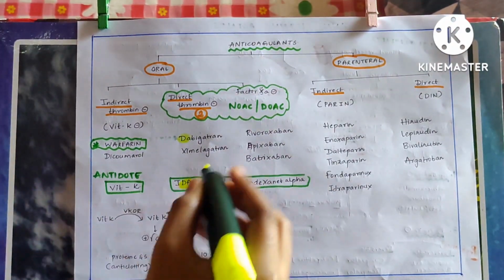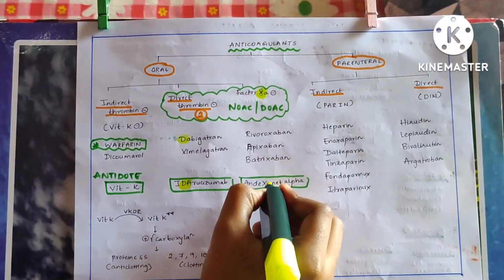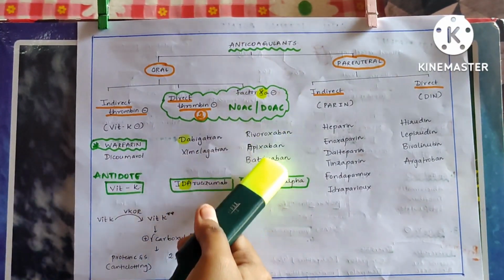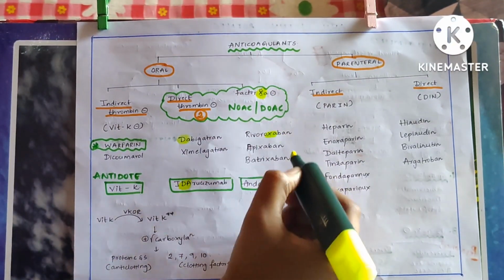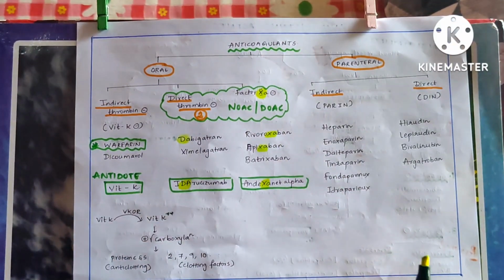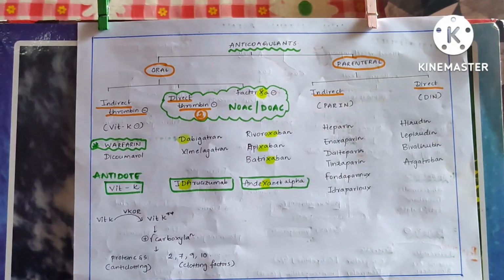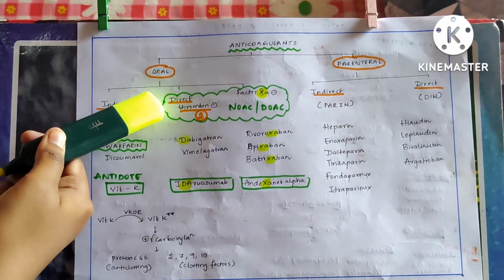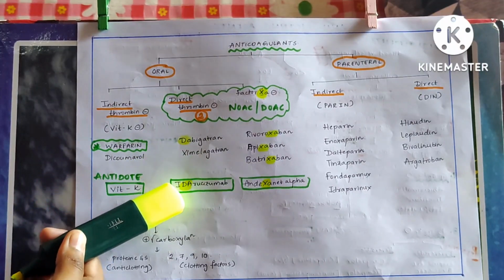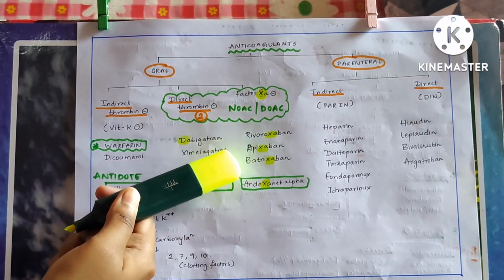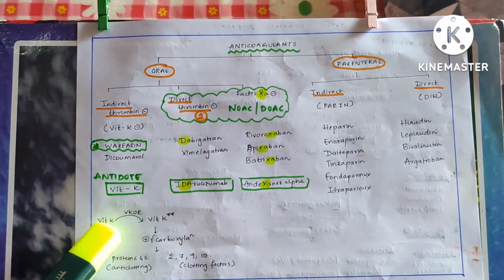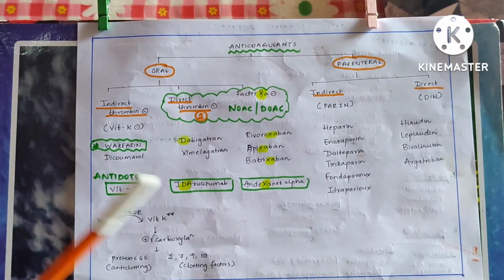I have highlighted that there. When we talk about factor 10A inhibitors, the toxicity caused by factor 10A inhibitors is treated by andexanet alfa, and the drugs also have XA in them. The antidote also has XA in it. Andexanet alfa is an antidote, whereas rivaroxaban, apixaban, betrixaban are the drugs. So all the examples that come under oral anticoagulants are done. So warfarin is an oral anticoagulant. Make it clear here itself.